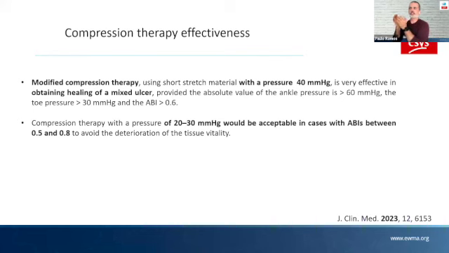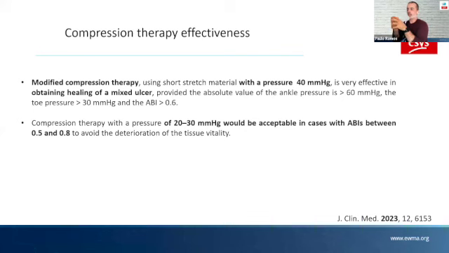So the effectiveness, I think I already touched on all these points here, just a brief summary. So we use modified compression therapy using short stretch material with a pressure of 40 mmHg, which is very effective in obtaining healing of mixed ulcers. This is a new finding.